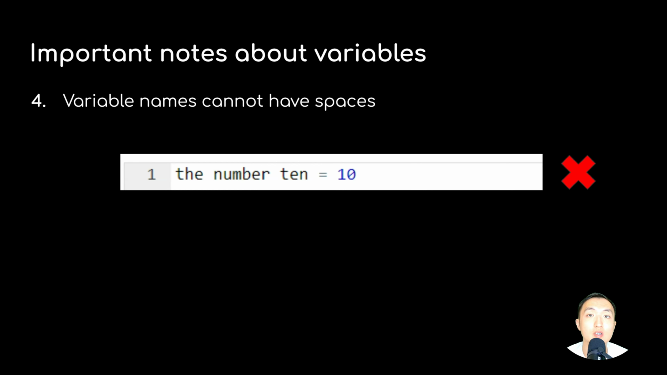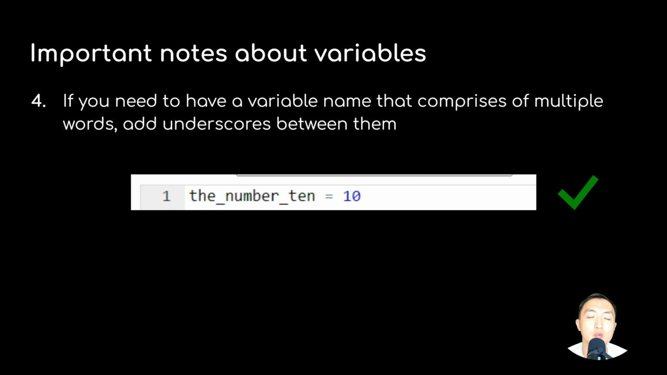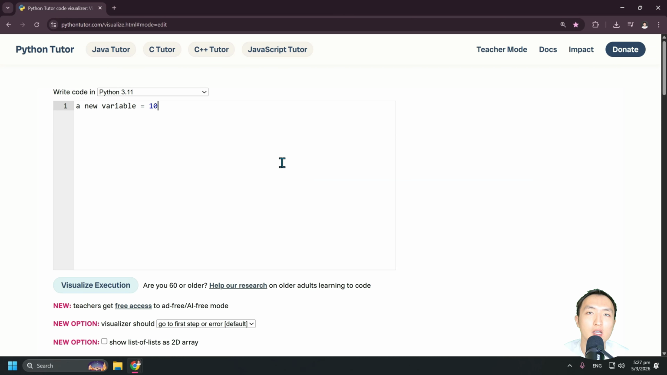Important note number 4, variable names cannot have spaces. For example, this variable name would not work. Notice that there is a space between the and number and 10. If we need a variable name that comprises of multiple words, we can add underscores between each word, something like this. Let me show you what happens if we have spaces in a variable name.